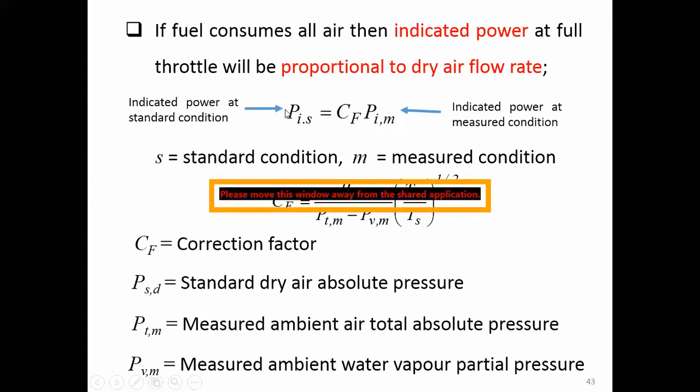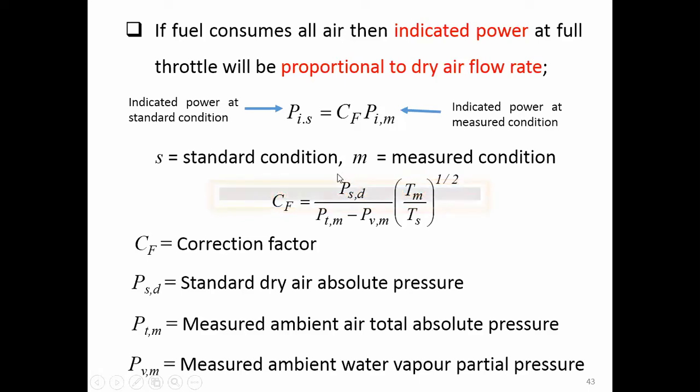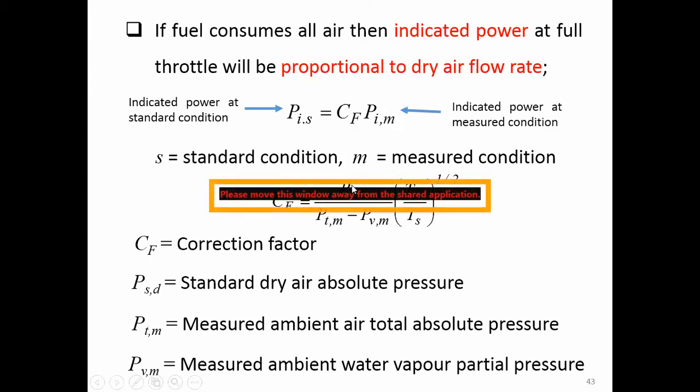The indicated power at standard conditions equals the correction factor C sub F times the indicated power at measuring conditions. And this C sub F depends on the ambient condition according to this. We have the standard pressure of the dry air, which is the absolute pressure here, and we have the total pressure at the measuring conditions, and the vapor pressure, the water vapor pressure at the measuring condition.